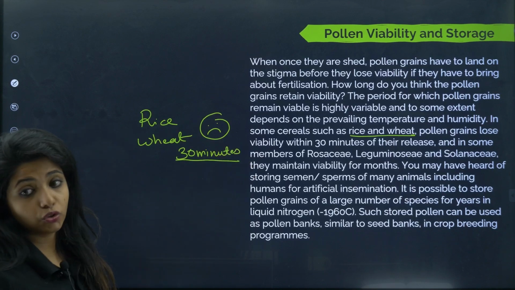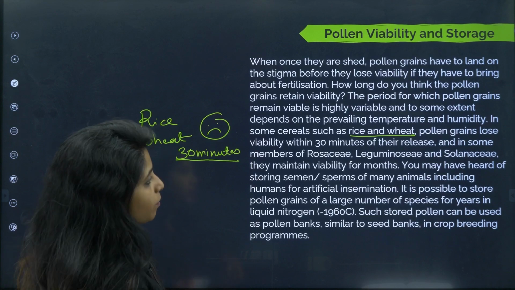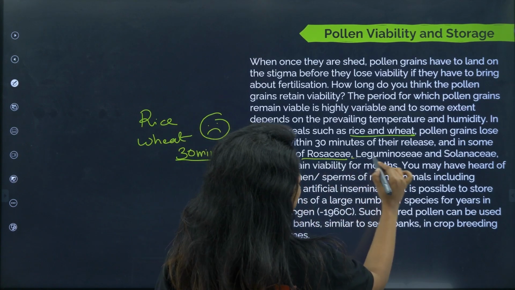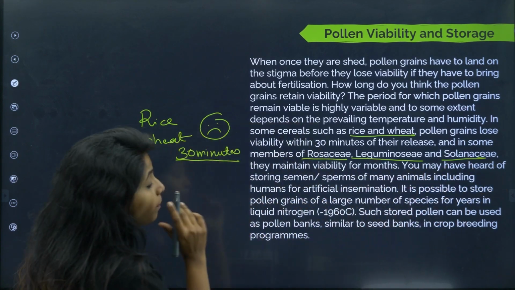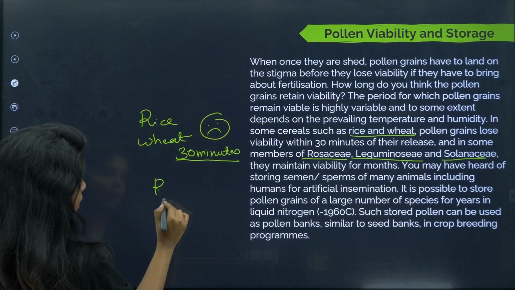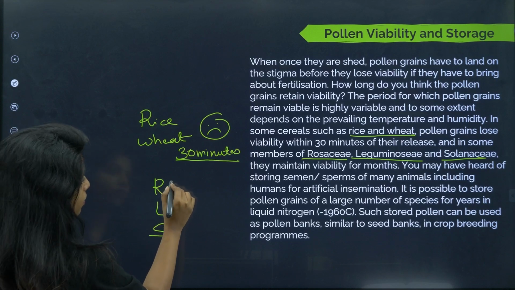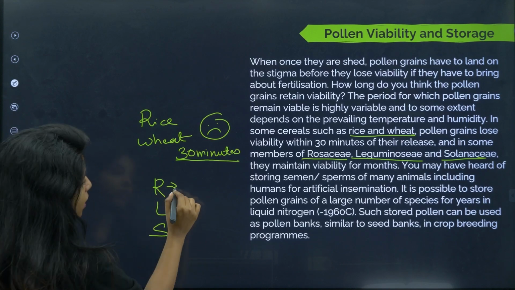So before that, fertilization should happen, not could happen, should happen. Now, in some members of Rosaceae, Leguminosae and Solanaceae, they maintain viability for months. This is again important, RLS. Over here, right, left side, you can remember like that.